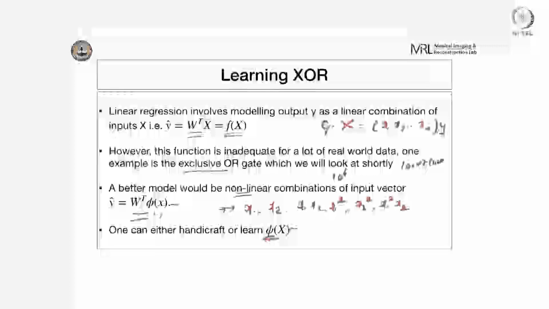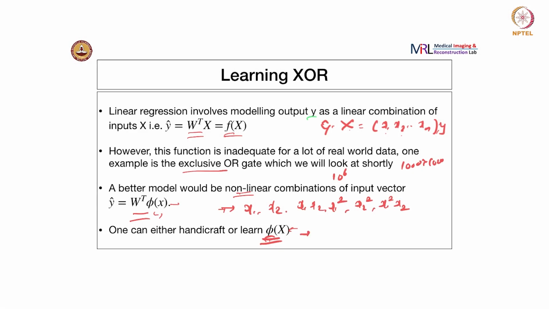Or we can learn phi of x. This is where neural networks come in, because they help you learn.